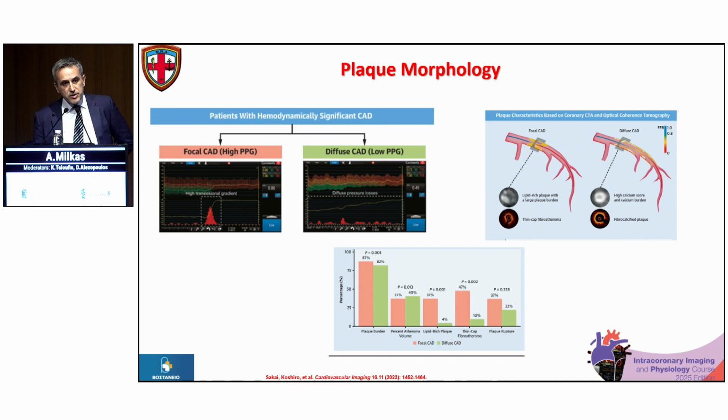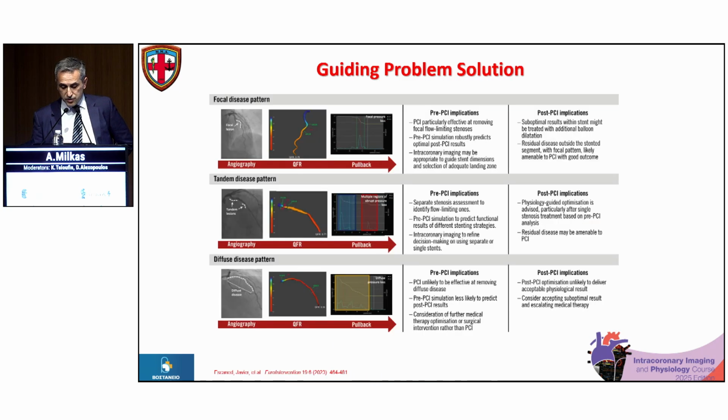We have seen from the studies from the Center of Alst, from Carlos Collet, that when we're talking about focal lesions, then we're talking about more lesions with a lipid-rich plaque and thin cap thickness, and all these characteristics that define whether this patient will have an event or not in the future. So we see all these characteristics in focal lesions and not in diffuse lesions.